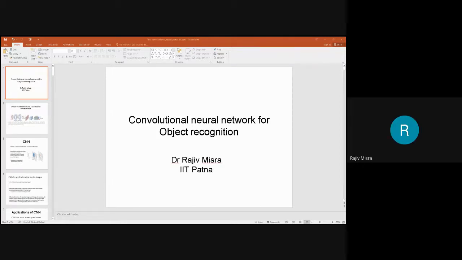So let's get started. The topic of this talk is convolutional neural network for object recognition. I will be talking about convolutional neural networks. Many of you know about this, otherwise we will discuss the applications also as a use case for this special type of neural networks. With this, myself, Dr. Rajiv Mishra, I work at IIT Patna. And let's get started.